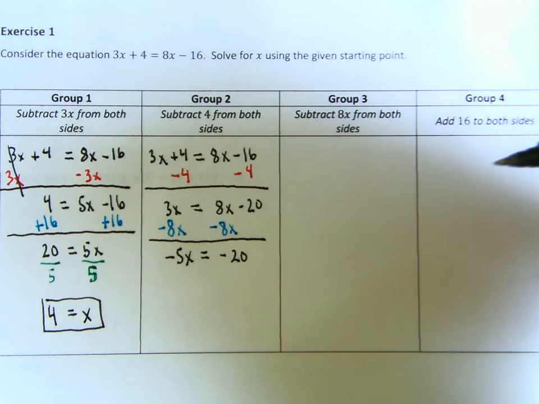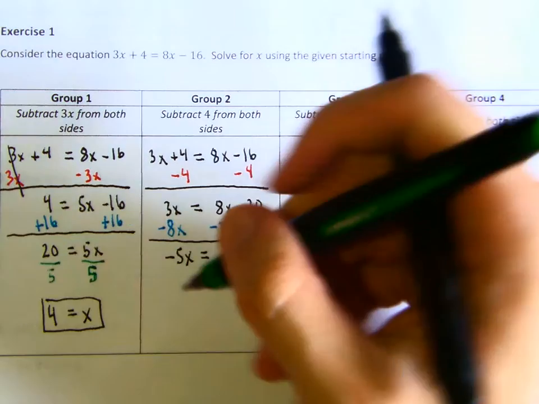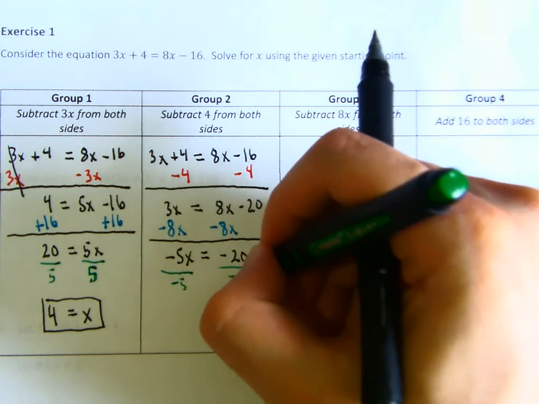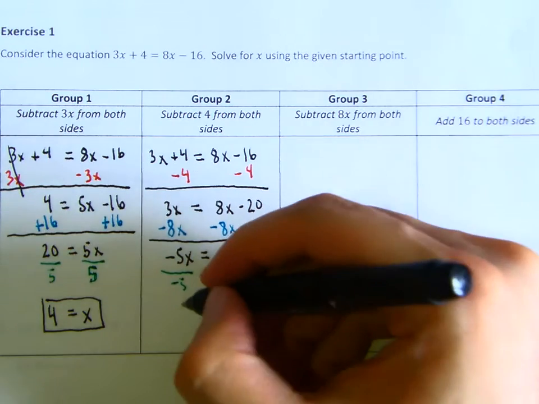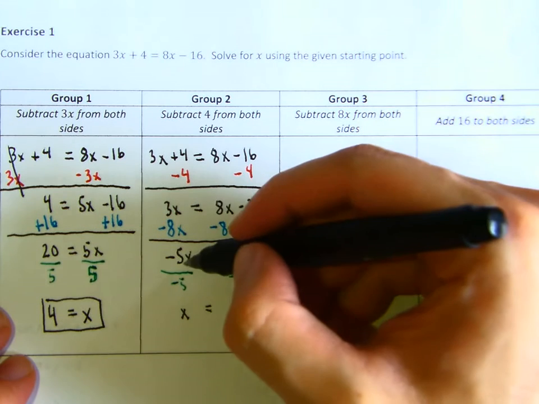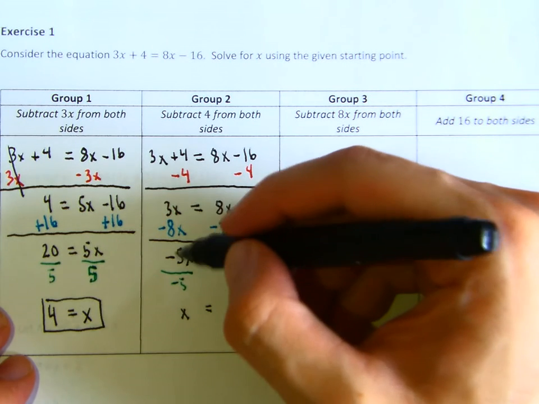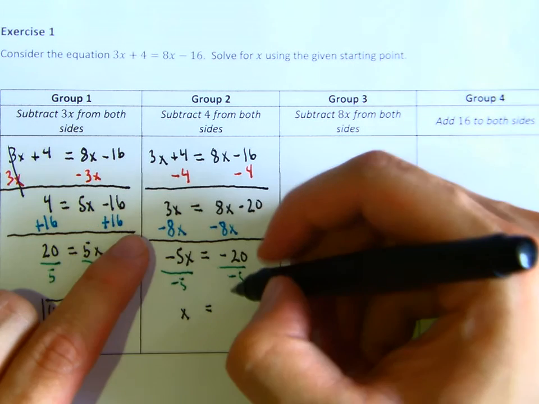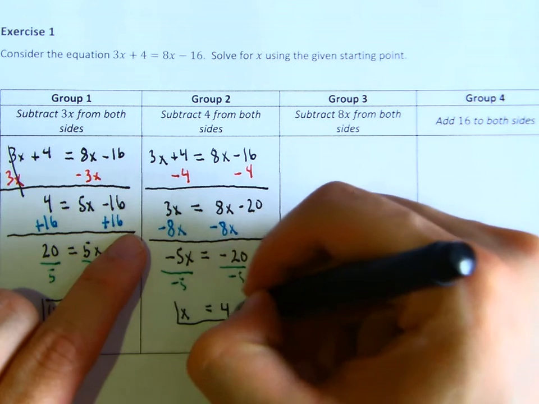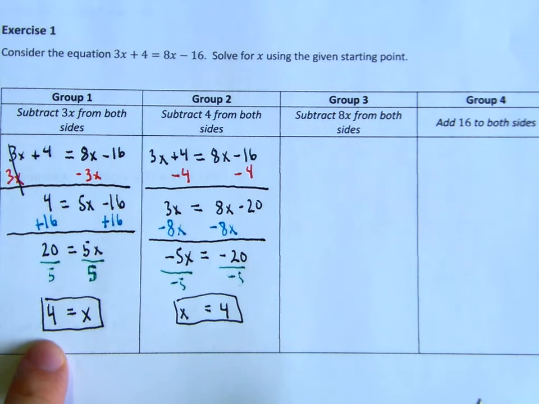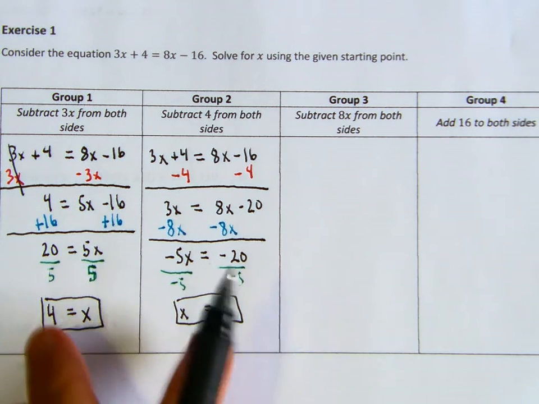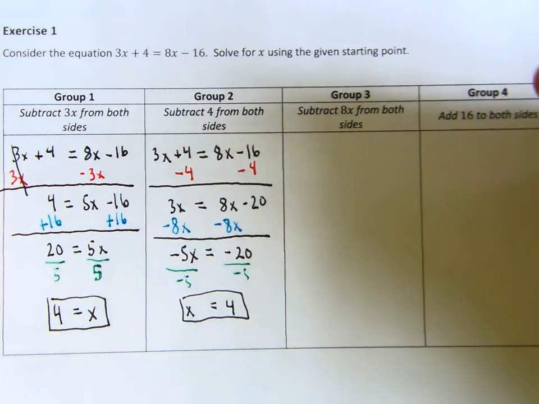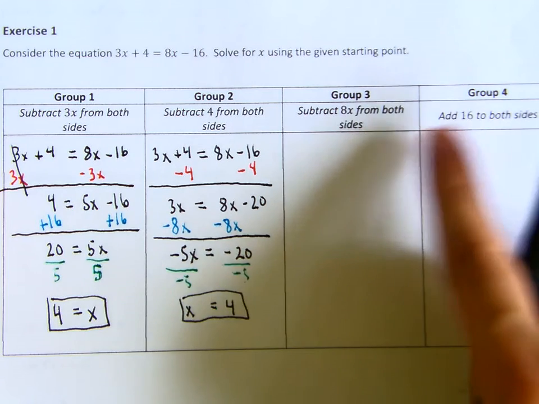And now, what's your final move to get x by itself? We're going to divide both sides by negative 5. Now x is equal to, this negative 5 divided by negative 5 is positive 1, or positive 1x. And negative 20 divided by negative 5 is 4. So notice we got the same result. It doesn't matter if they're switched on one side or the other. And that's what I'd like you to do for the other two over here.